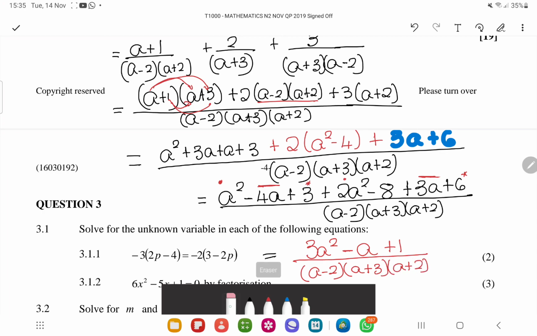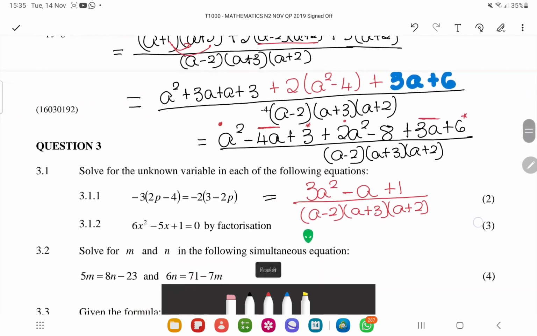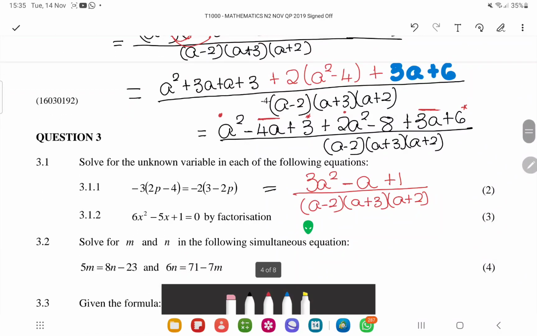So now the question will be, can I change the top part in terms of any of the bottom part? No, we don't have the factors of 3 that will give you the last term.